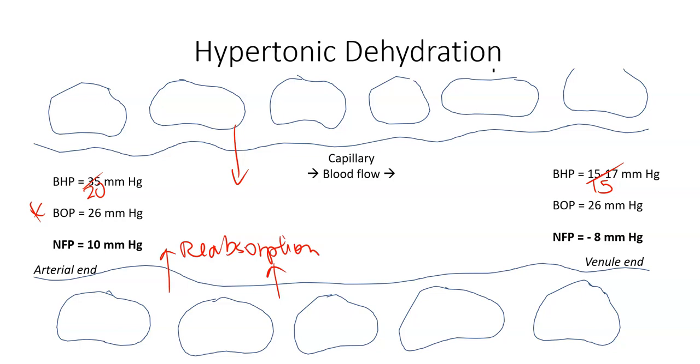Take a look at the venous end of the capillary. Still, osmotic pressure is the higher of the two. We continue reabsorption at the venous end of our capillary. So the first fluid compartment we access outside the bloodstream is interstitial fluid. It moves into the capillary.